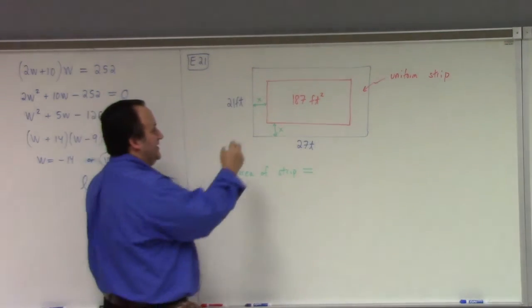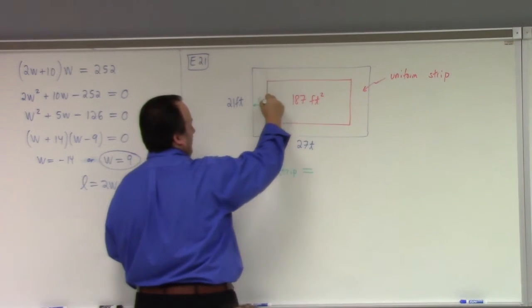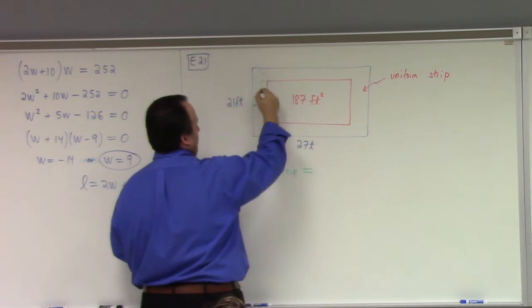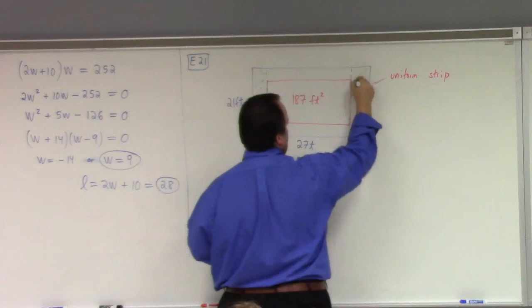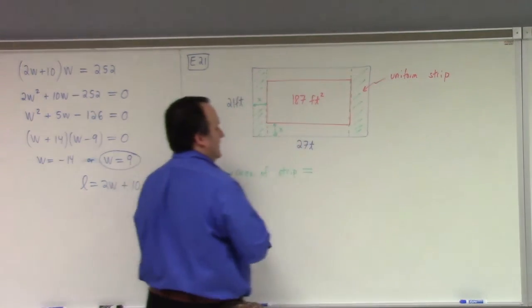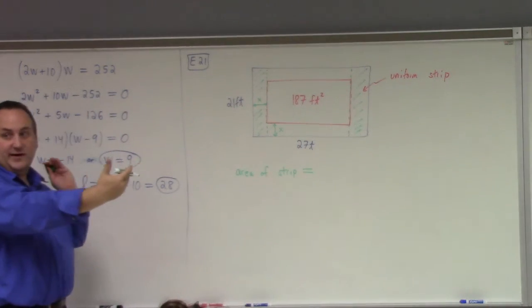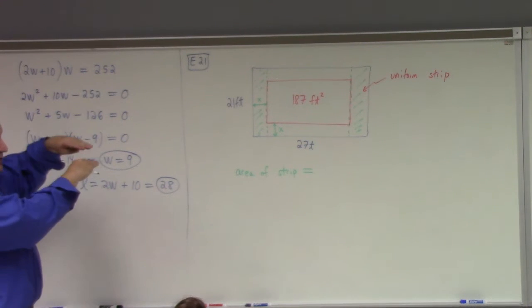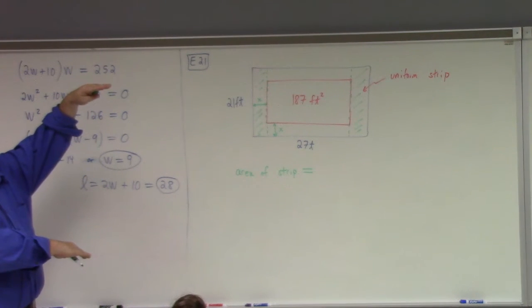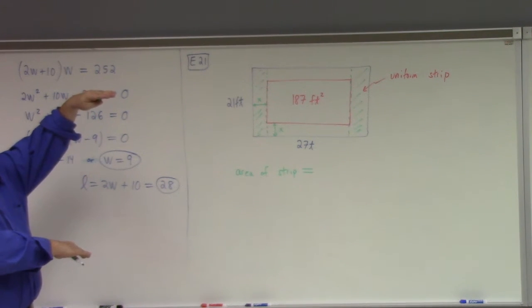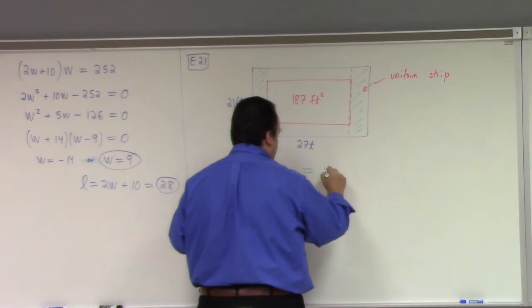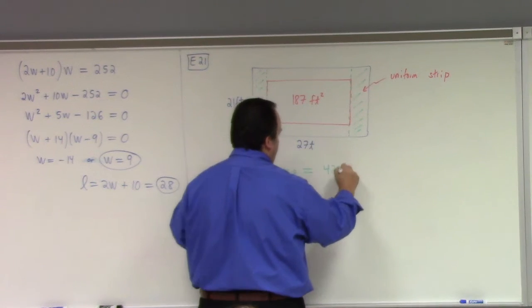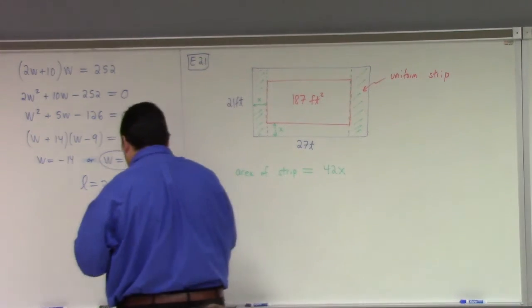Let me shade in two pieces that are easy to think about. We've got this piece right here, right? And the same over here. What's the area of this piece that I'm shading? It's x wide, right? And it's 21 tall. So it's 21x for each one of those. So we've got a total of 42x from these two strips, right?